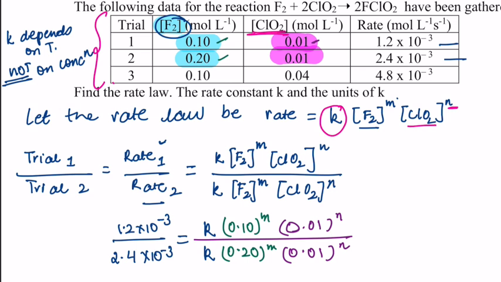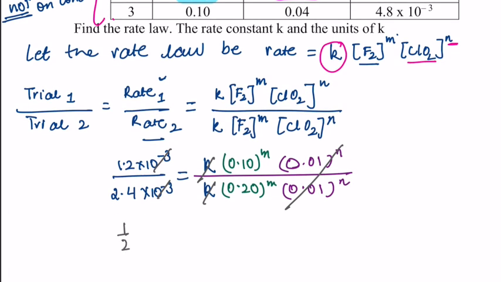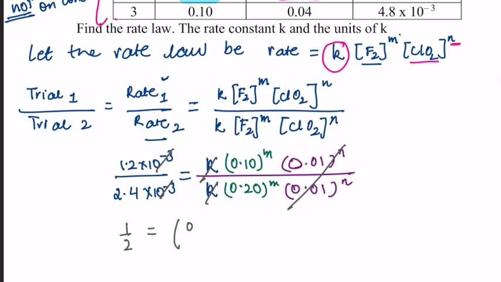Now I'm going to solve this equation for M. I see that I can cancel out most of these terms. So what is left is 1/2 equals 0.10 over 0.20 whole raised to the power M, which is nothing but half raised to the power M. And the only value of M that makes this equation true is when M equals 1.